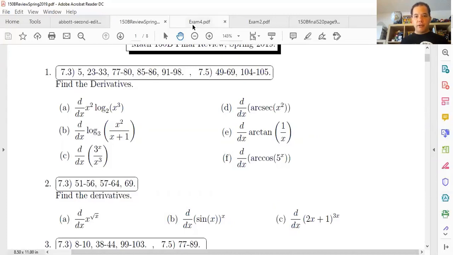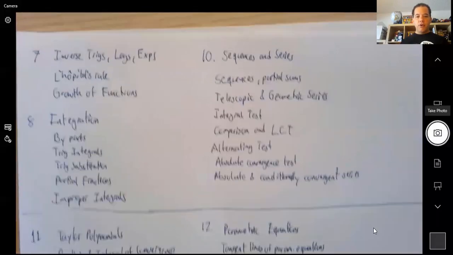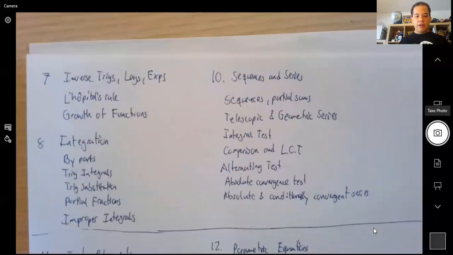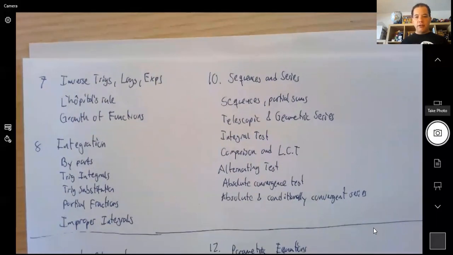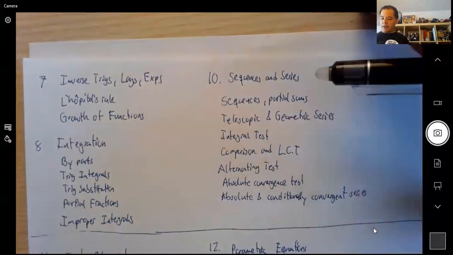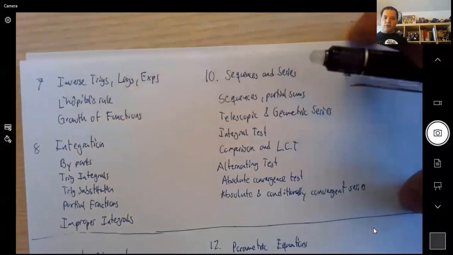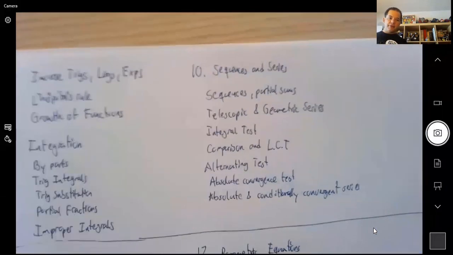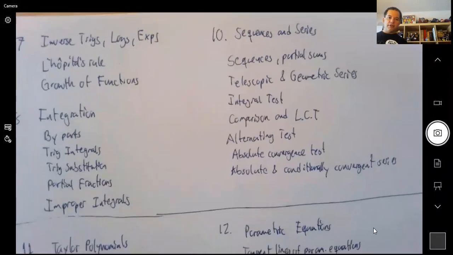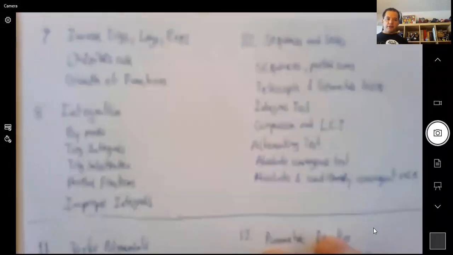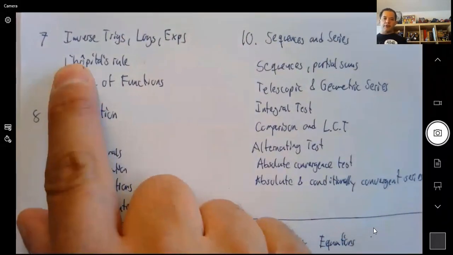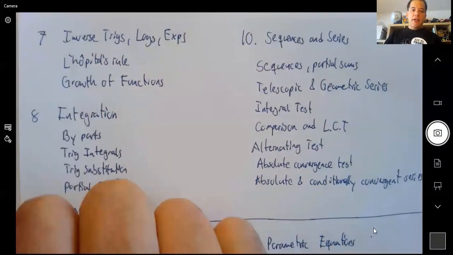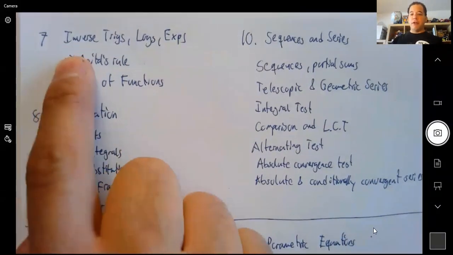I wrote it down in a page. I organized it more or less into three chunks, three big parts. So we have this one over here first. We started with chapter 7. And we looked at inverse trigonometric functions.